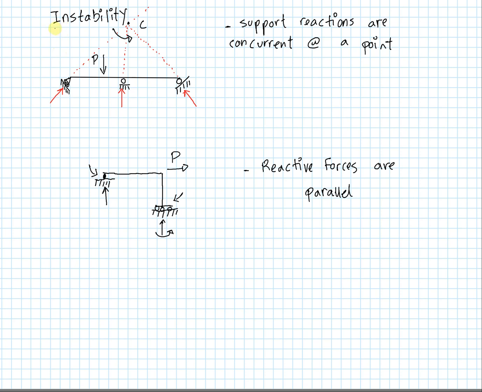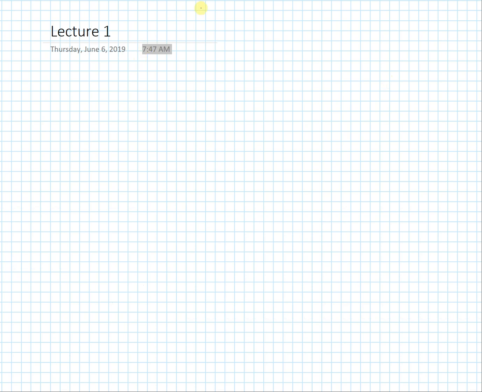And so we've talked about instability and how it manifests itself within beam structures. This can also happen within truss structures. So we're going to look at the determinacy and the stability of truss structures. So anytime we're looking at coplanar truss structures, we are going to define several new variables.